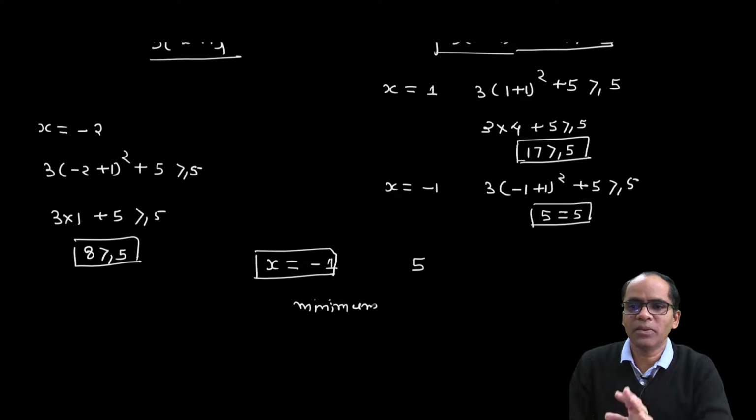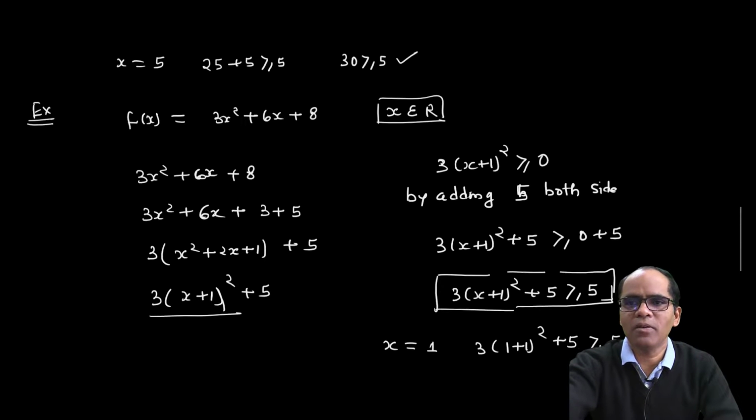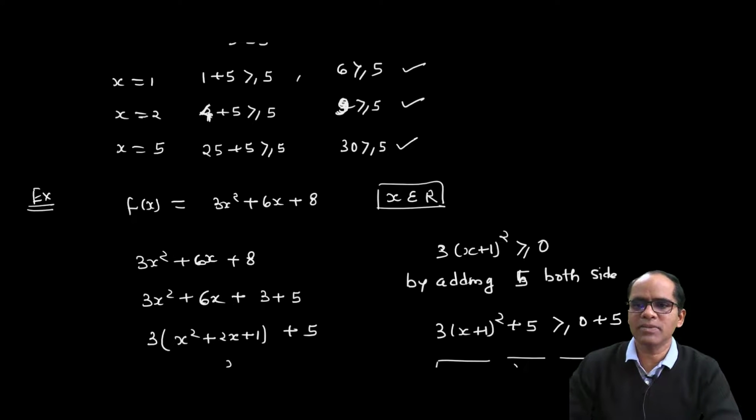Okay. So like this we have to find the minimum value of the function, and here the maximum value is not defined because x belongs to all real numbers, and in all the cases we are getting values greater than 5. In the question it is mentioned x belongs to real values, so we can find the minimum value here. Now we will see one more example where we will find the maximum value.